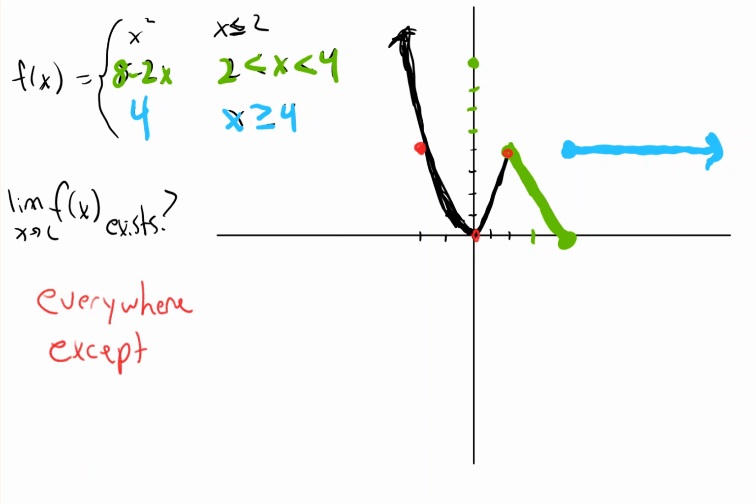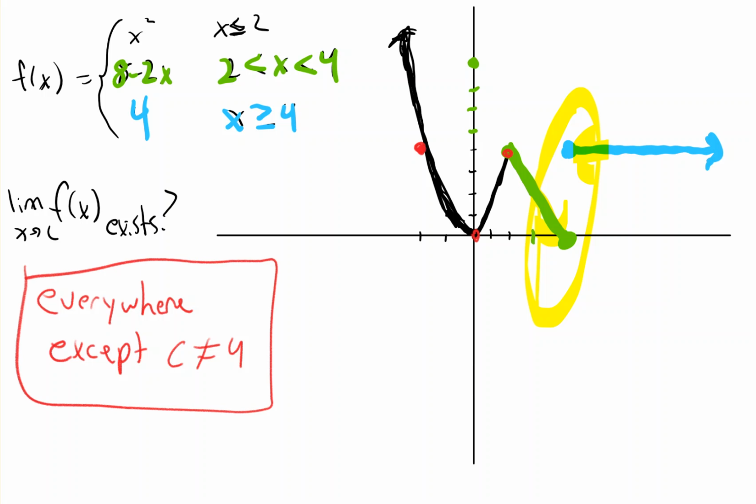Except there's one place where it's not working out, and that's right in here. So at x equals 4, from the right, the limit is 4, but from the left, the limit is 0. Therefore, the limit does not exist as x approaches 4. So c can't be 4 because the limit doesn't exist there. So that limit exists everywhere except for c equals 4.